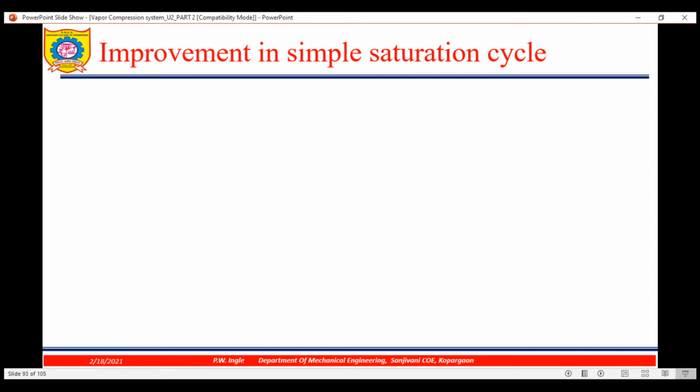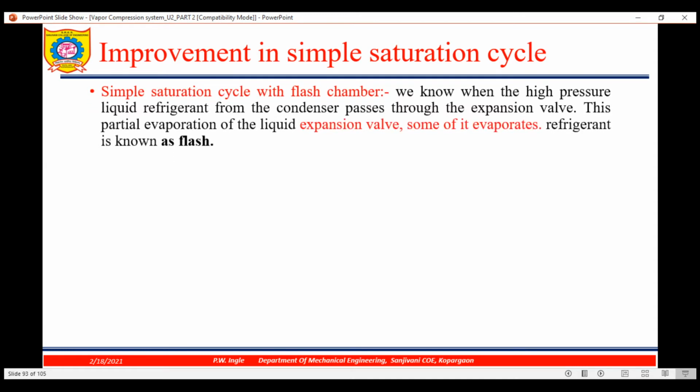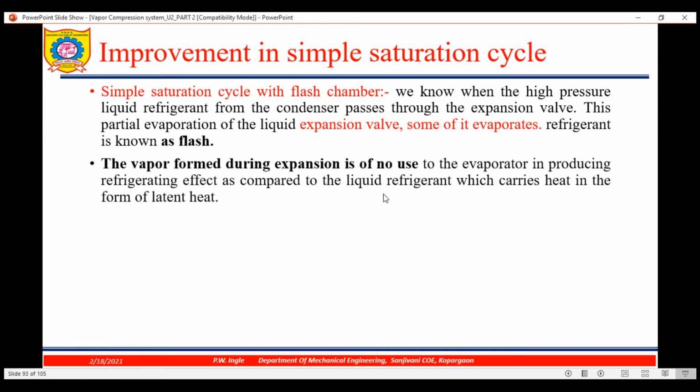So the first improvement can be done by providing the flash chamber. Simple saturation cycle with flash chamber. When high pressure liquid refrigerant from the condenser passes through the expansion device, that is after condensation, when refrigerant passes through the expansion valve, there is a partial evaporation of liquid in the expansion valve, and some of it evaporates, and this refrigerant is known as flash.